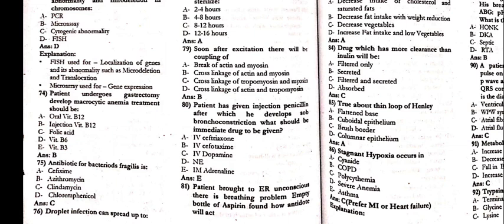80, the patient has been given injection penicillin, after which he develops shortness of breath, bronchoconstriction. What should be the immediate drug to be given? That is definitely IM adrenaline. He is having an anaphylactic shock here basically.